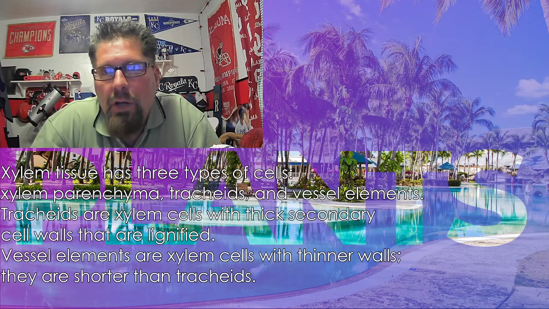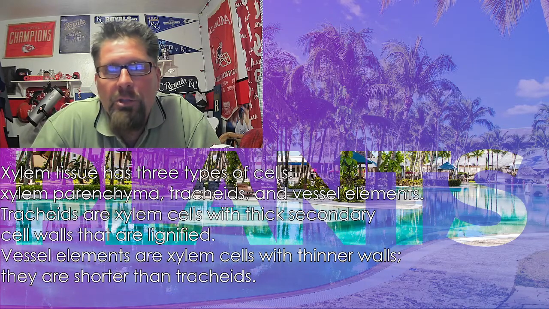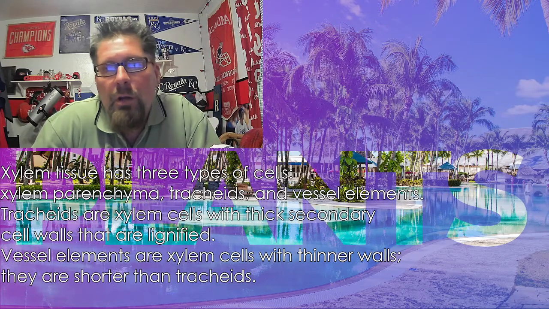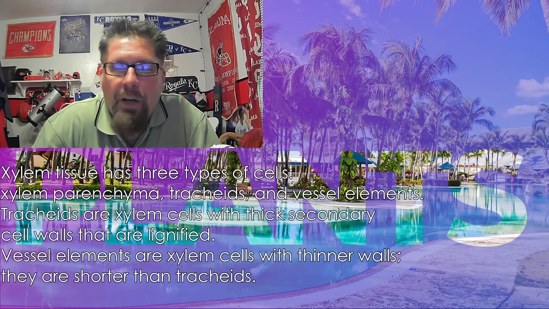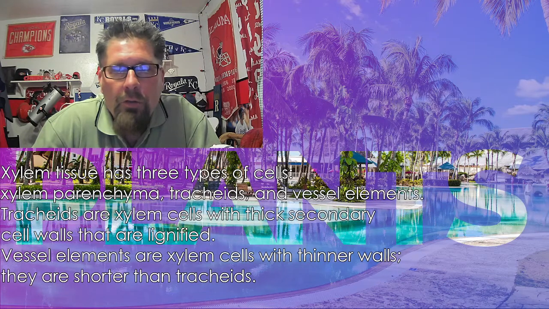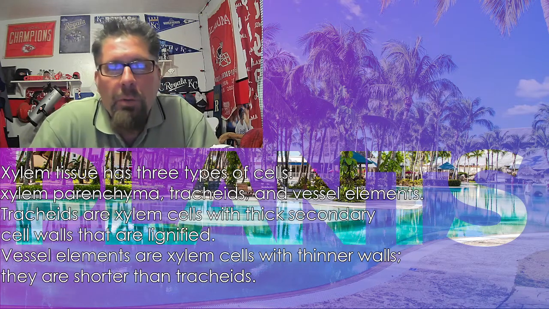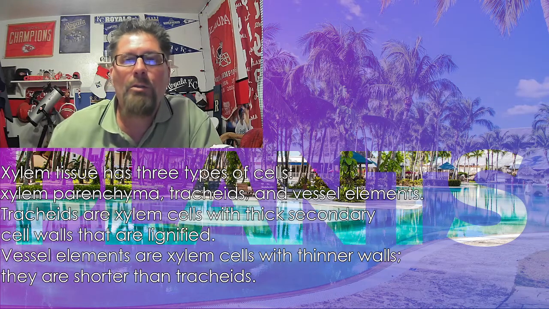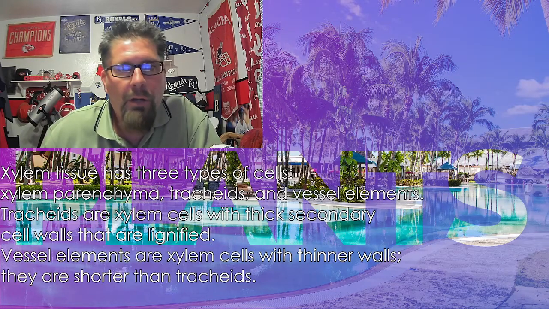But there are tracheids, which you can see are kind of modified. They have pretty thick cell walls, a pretty durable structure. And then you've got your vessel elements that are shorter, with thinner walls, but they're all part of the process of helping move water from the ground up through the rest of the plant.